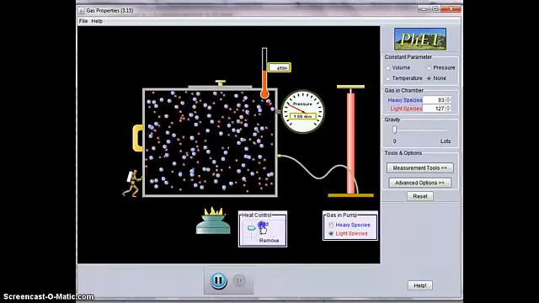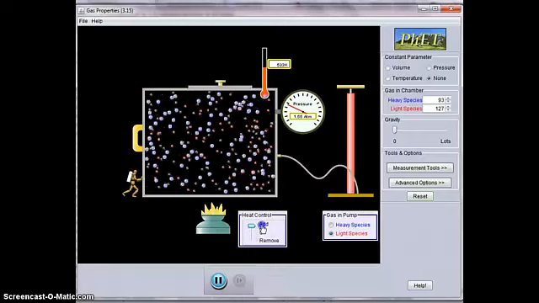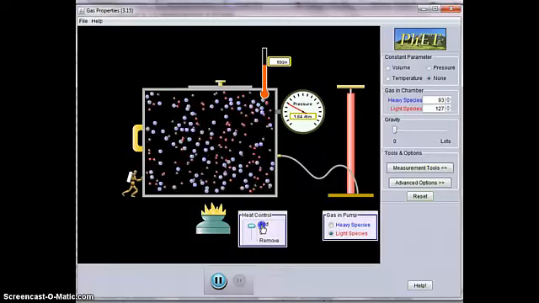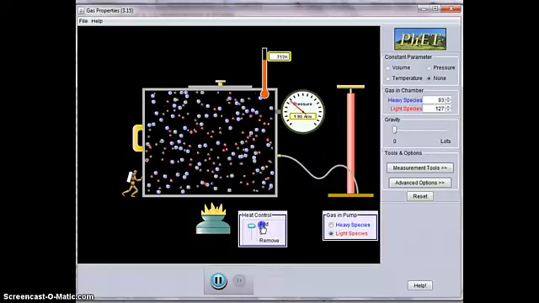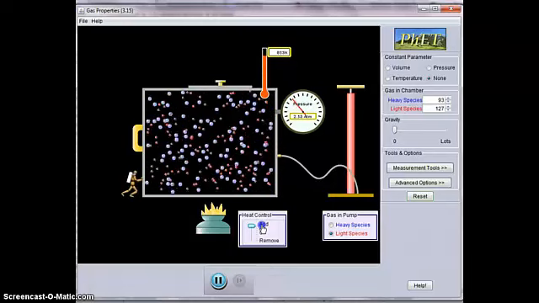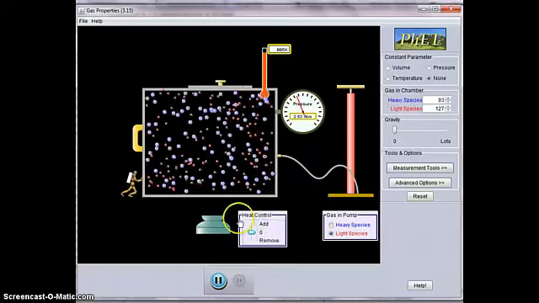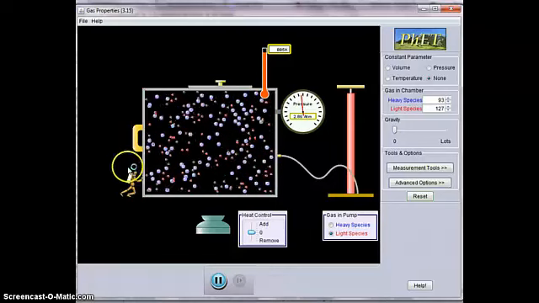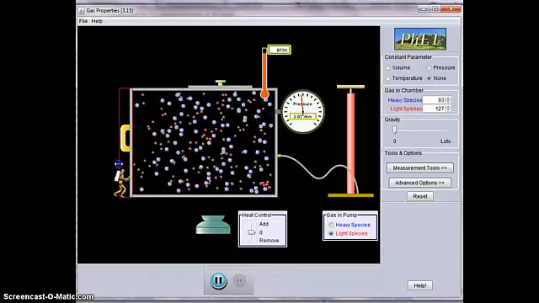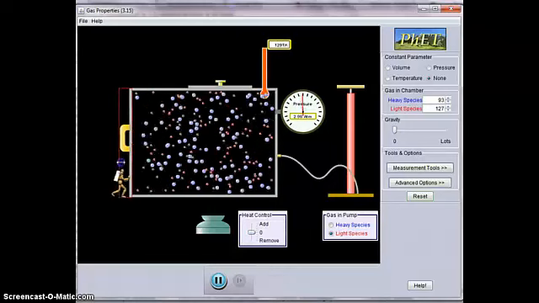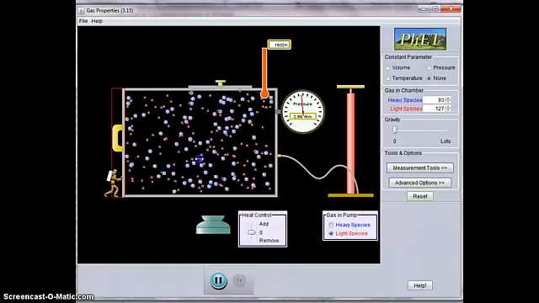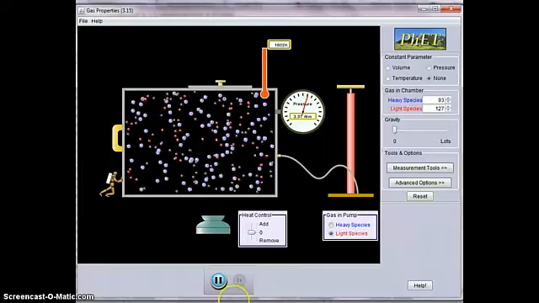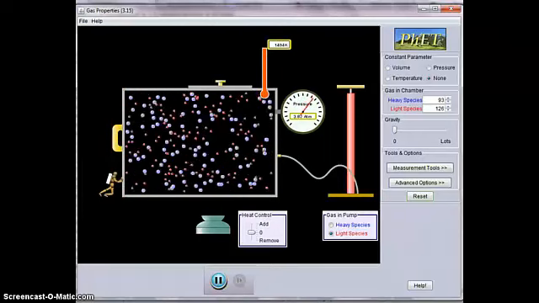If you were to increase the temperature, you would see that the volume is also affected. So the volume and the pressure and the temperature are all very related. Therefore, it's easiest to talk about them all combined, like in the combined gas law.